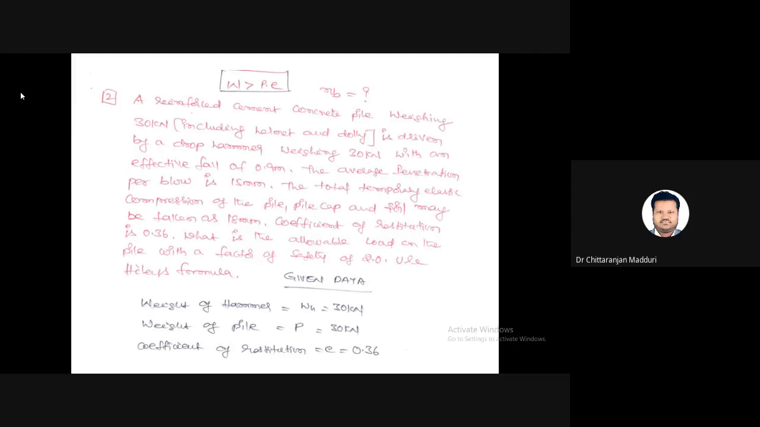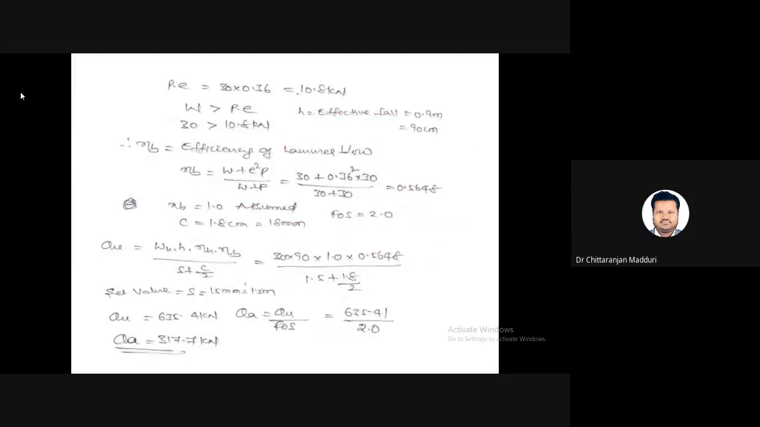So it is driven by a drop hammer weighing 30 kilonewtons with an effective fall of 0.9 meters. The average penetration per blow is 15 millimeters. The total temporary elastic compression of the pile, cap, and the soil may be taken as 18 mm. The coefficient of restitution is 0.36. What is the allowable load on the pile with a factor of safety of 2.0? Use Hiley's formula. The weight of hammer is given, weight of pile also given, coefficient of restitution equal to 0.36. Here, efficiency of hammer blow is not given in the problem. That's why we need to check the condition.